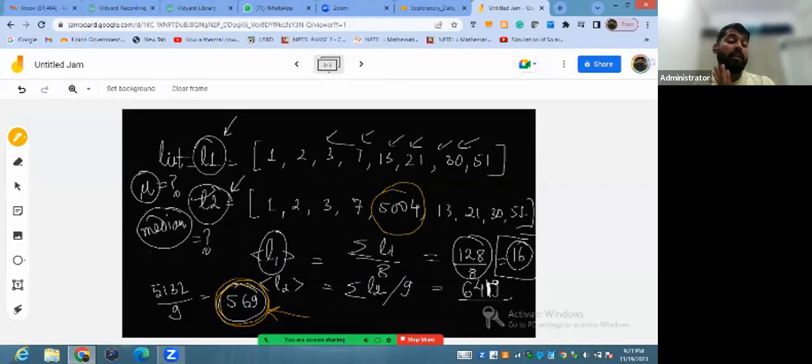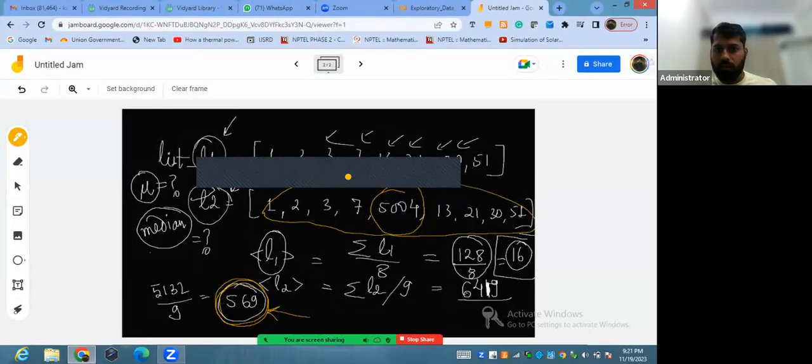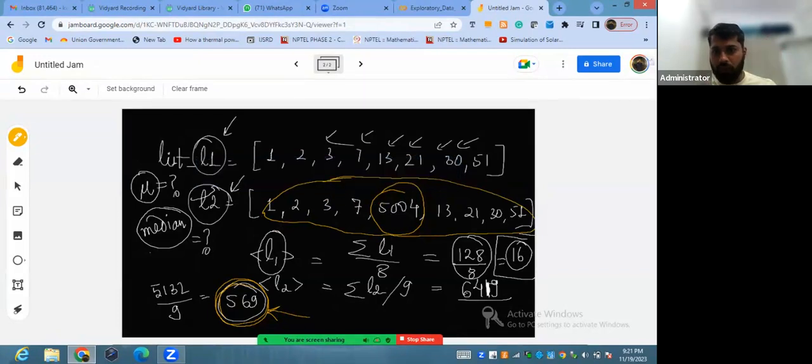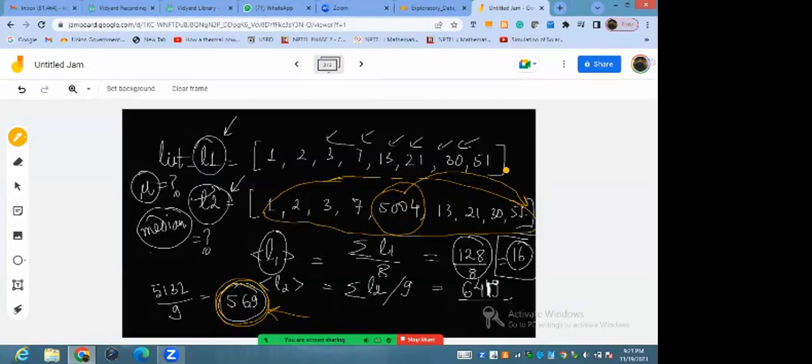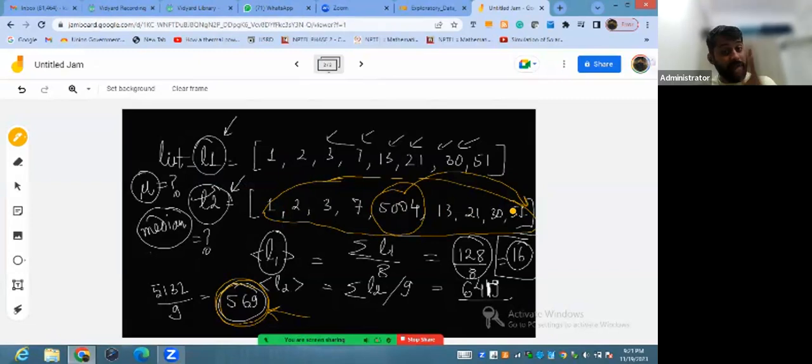In that situation, you convert this list into a sorted list. Sorted list means 5004 must come at the end. Are you getting it? Yes or no? Yes. This 5004 must come at the end. Then the median value will serve the purpose. Let me show you how.